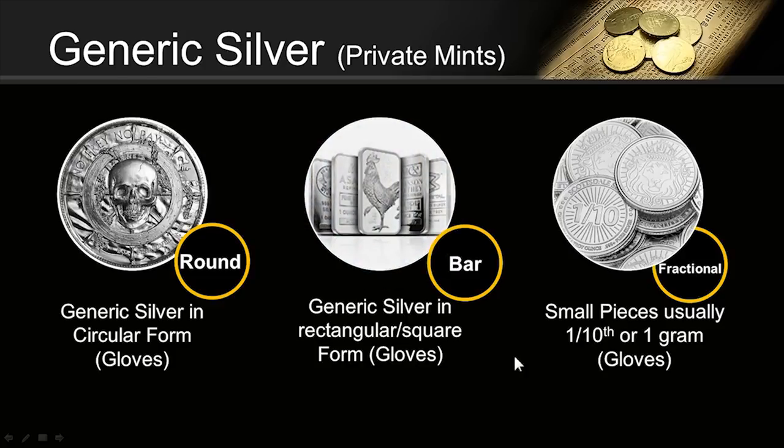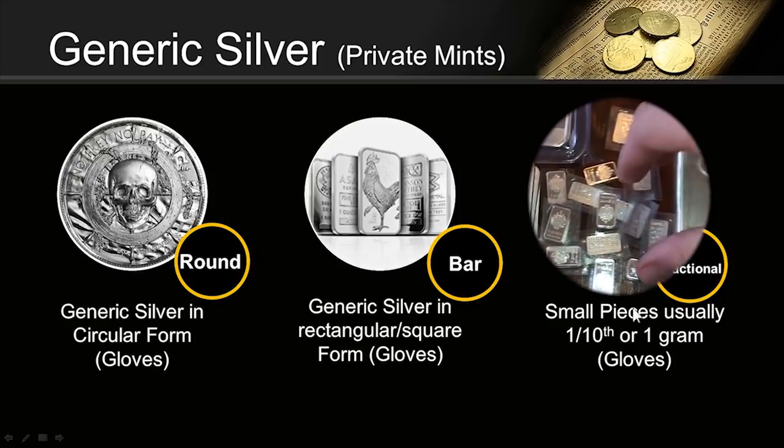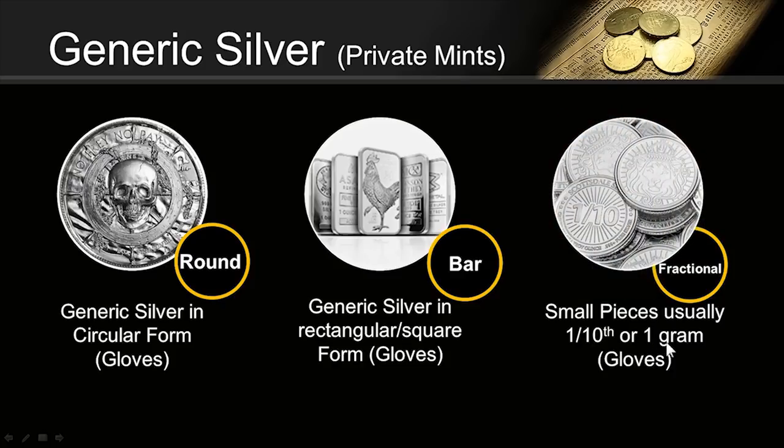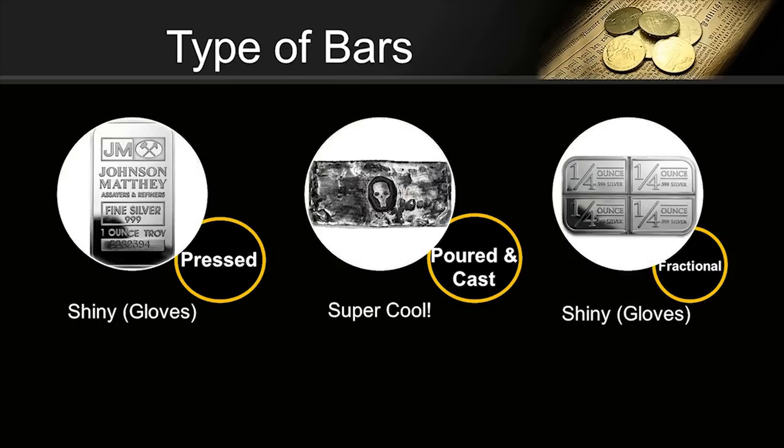The third type of generic silver is going to be fractional, and that can be in either bar or round form. It's just small pieces, usually a tenth of an ounce, or even grams. And again, with all the shiny silver you want to wear gloves if you want to keep it from tarnishing. You can actually put your oil fingerprint on a coin and see your fingerprint later. It's crazy. So we talked about the generic silver, but let's talk about the types of bars.